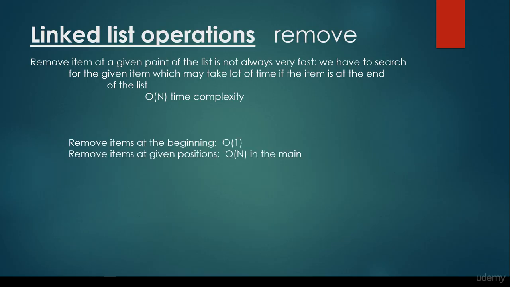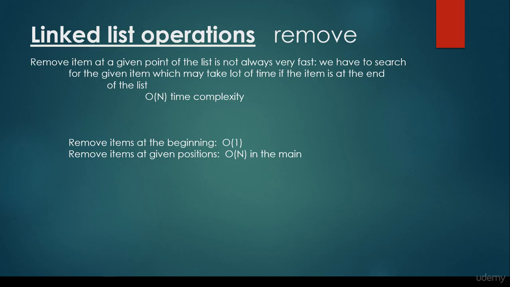Removing items from the beginning takes O(1) constant time complexity. Removing items at given positions is usually O(n) in the main, so linear time complexity. It may happen that, for example, the item we would like to get rid of is at the beginning of the list. Okay, then we are lucky. But on average, it's going to take O(n/2) time, and of course O(n/2) is equal to O(n). This is how big O notation behaves.